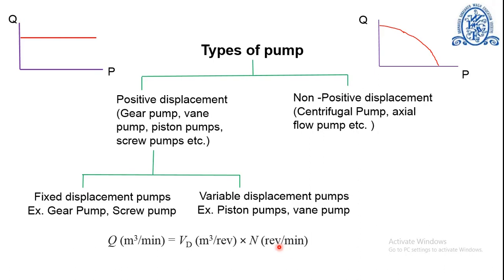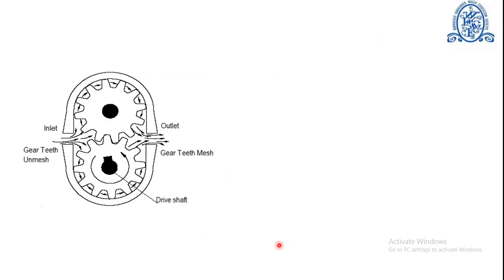In fixed displacement pumps, the displacement, that is the amount of fluid pumped per revolution of the pump's input shaft, cannot be varied while the pump is running. An example is a gear pump. The figure shows the operation of an external gear pump, which develops pressure by carrying fluid between the teeth of machine gears. This gear is connected to the driver shaft, and the second gear is driven as it meshes with the driver gear. This is the inlet side.